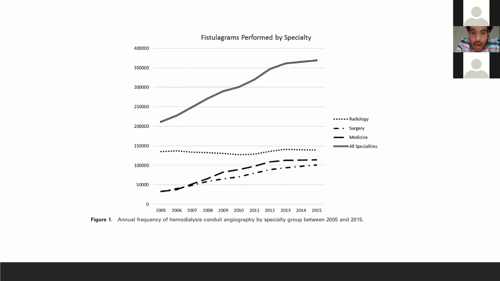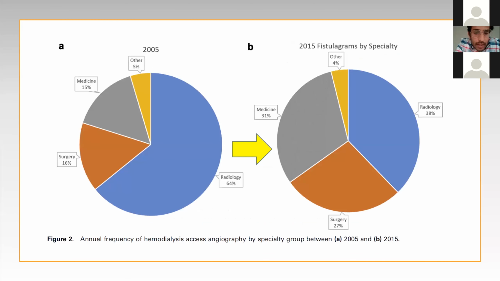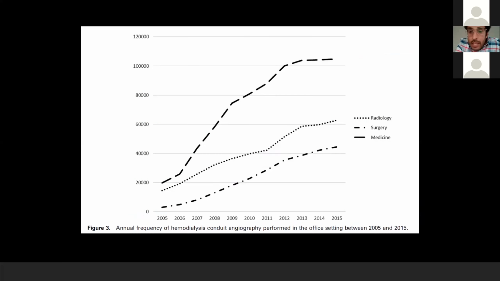And this is some of my work that I published, looking at how we're having a lot more providers in this space doing declots and fistulograms. What's interesting that you need to pay attention to is that the number of fistulograms is going up in general. So while there are multiple other specialties doing this, the number of procedures is still going up. This is a pie chart looking at how much in 2005 was being done by surgeons, radiologists, and nephrologists. And now the pie looks more evenly split.